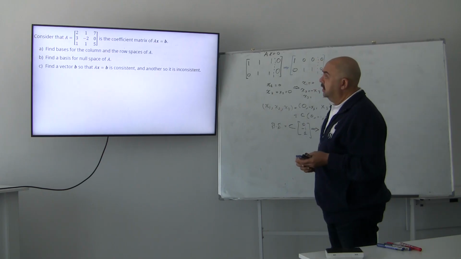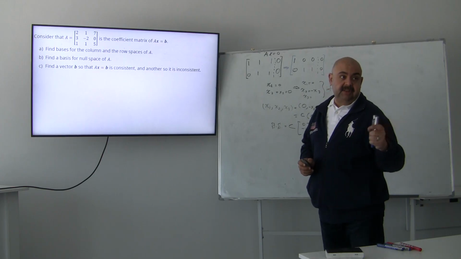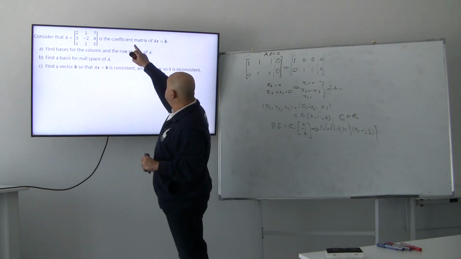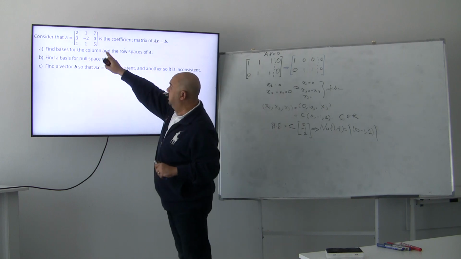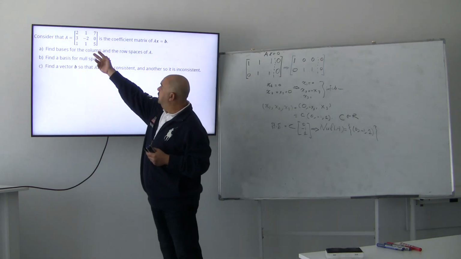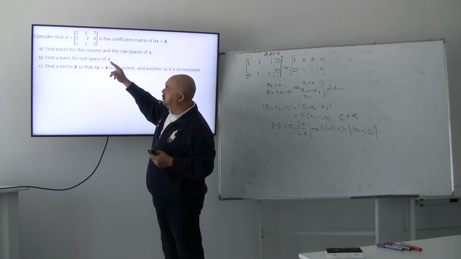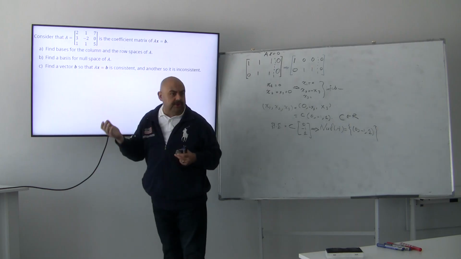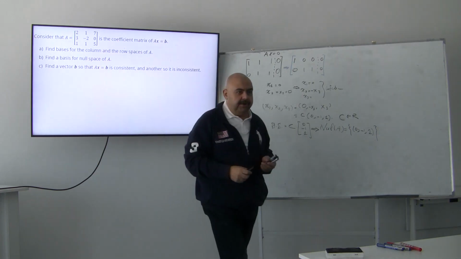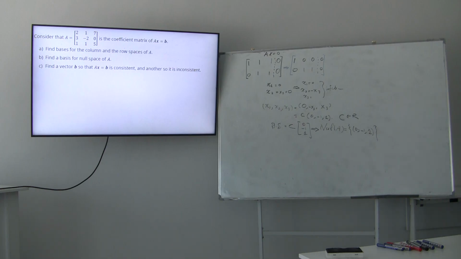The second question gives you the matrix A, which stands for the basis of the vector space, and he's asking you about the coefficient matrix of AX equal B. So, given A, the coefficient matrix of the system, find the basis for the column and the row spaces of A. Then find the basis for the null space of A. Then he is asking you some questions about B and so on. Let's start with these two requirements. Both of them target that you solve the system of equations.